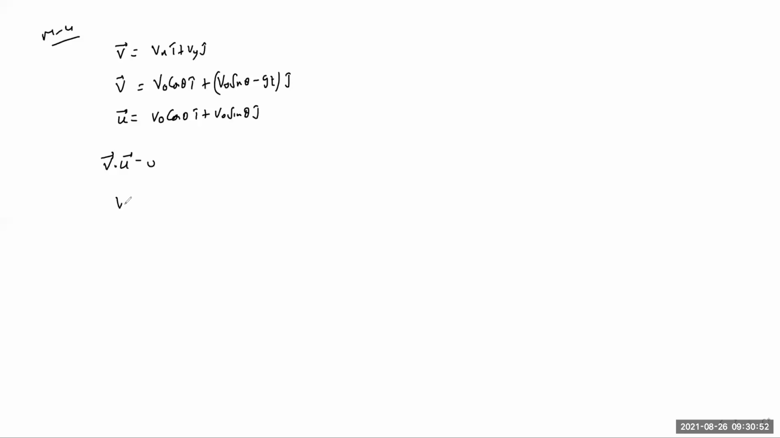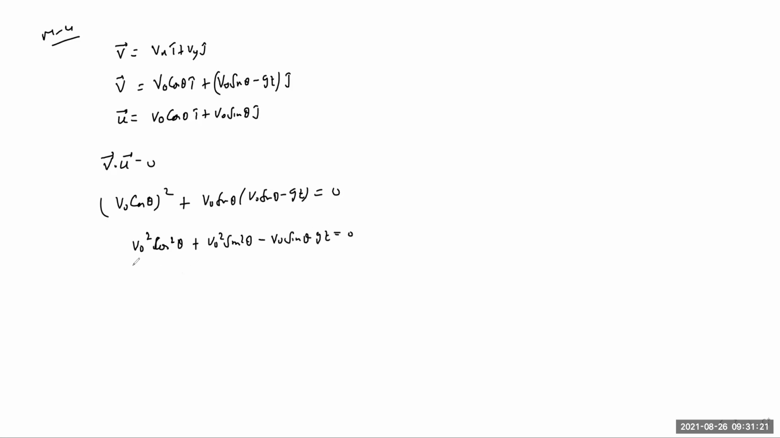So i will go with i, and j will go with j. We can write (v naught cos theta) whole square, plus v naught sin theta into (v naught sin theta minus gt) equals 0, because i dot i and j dot j. So we are getting v naught square cos square theta plus v naught square sin square theta minus v naught sin theta into g t. Now the first two terms become v naught square, and it equals v naught sin theta into g t. Again you get the answer.